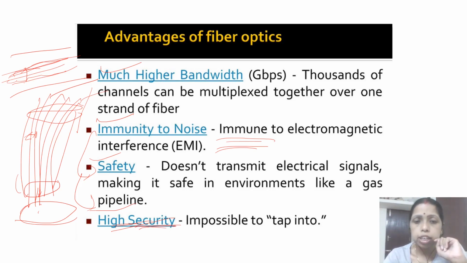And safety is that whenever you design the optical fiber, you can put it under the ground, so there will be no damage to the optical fiber in case of any environmental issue. So this is one kind of safety effect, the safety advantages.